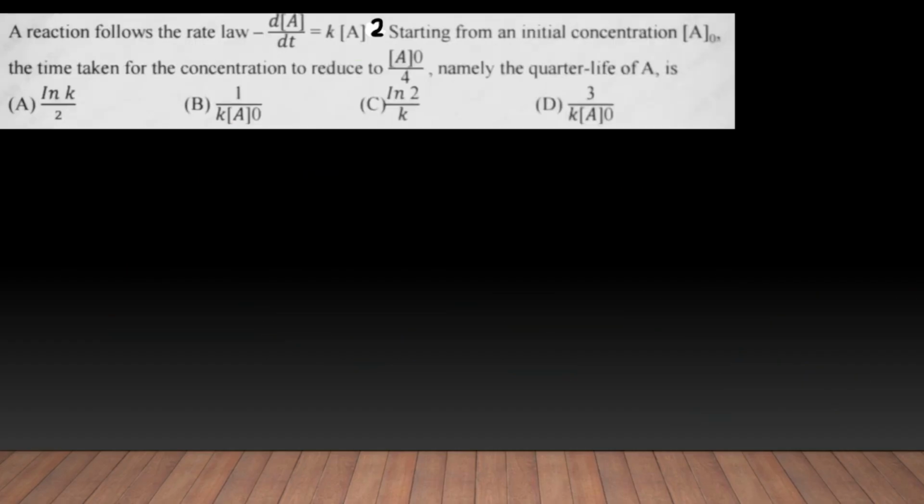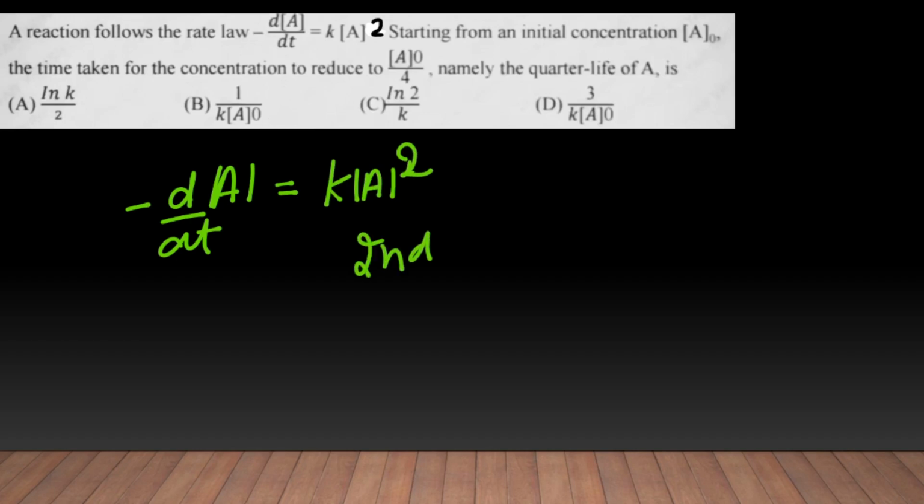Moving on to the next one. This question says a reaction follows the rate law in which minus dA by dt is given by A raised to the power of 2, which means it is a second order reaction. Starting from an initial concentration A naught, the time taken for the concentration to reduce to A naught by 4, namely the quarter life of A. So minus dA by dt of A is equal to K into A square. That means the reaction is following second order kinetics, right?